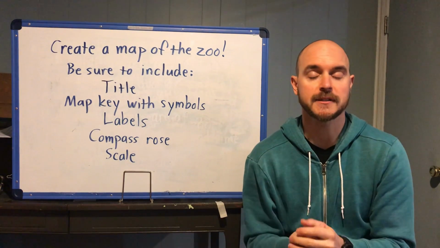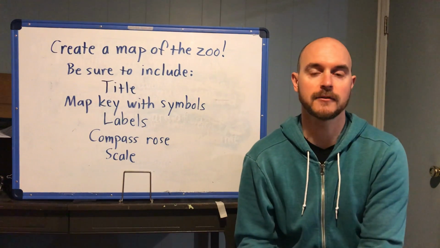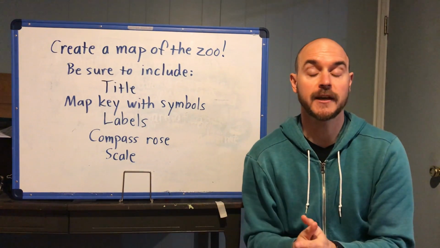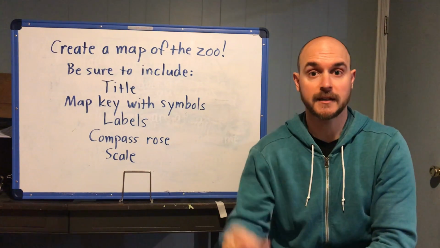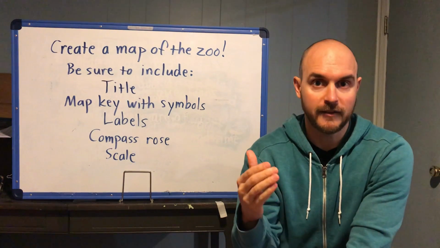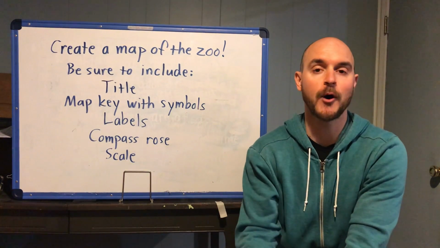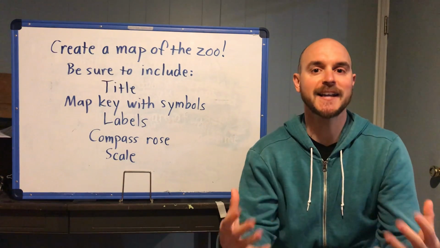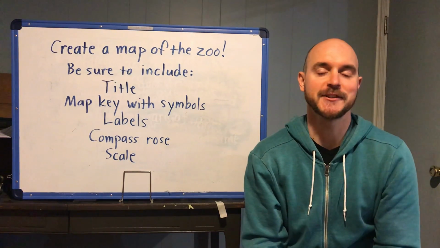If you set up a scale, you might say that an inch equals half of a mile. So that way, as somebody's looking at your map, they can kind of see, well, if I walk from this exhibit to this exhibit and it's about an inch away, then if an inch equals half a mile, 2 inches would be 1 whole mile. So it gives an idea of how much distance will be covered in the trip to the zoo.